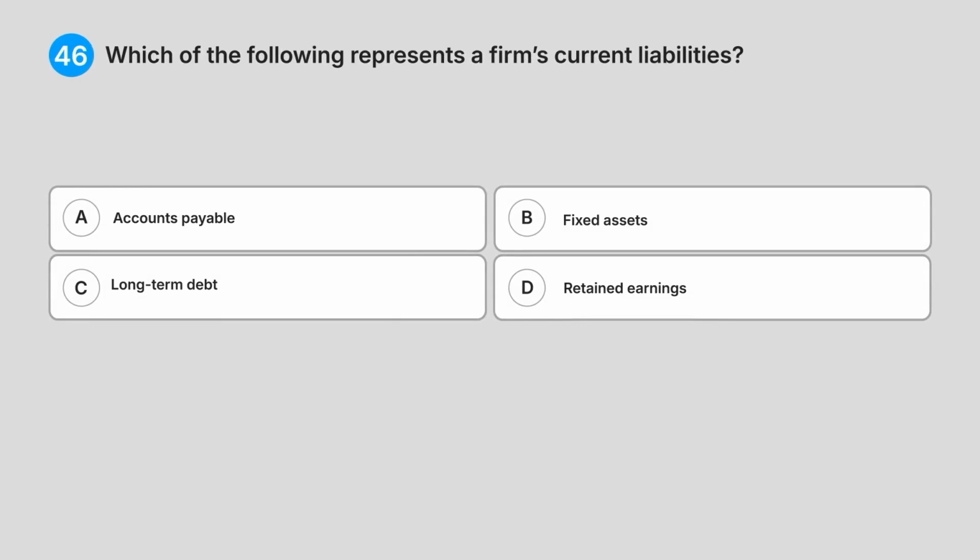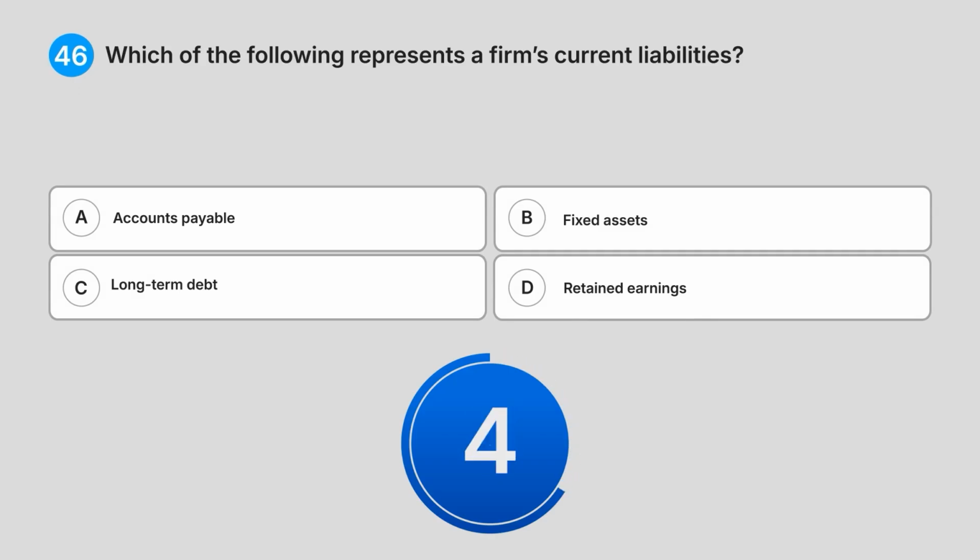46. Which of the following represents a firm's current liabilities? A. Accounts payable. B. Fixed assets. C. Long-term debt. D. Retained earnings. Do you know the answer?